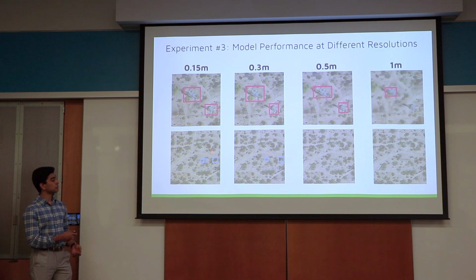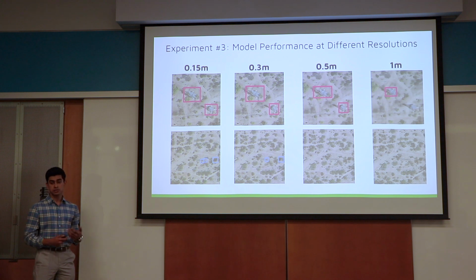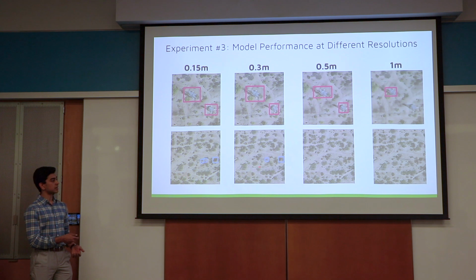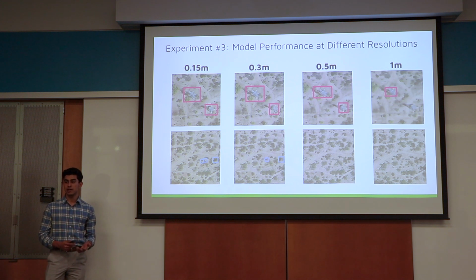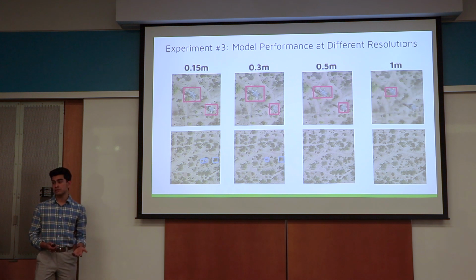So in 0.5 meter data, we were able to find 3 of the total 3 distribution towers there. But when we get to 0.3 meter data, we only found 2 of the 3. And when we get to 0.5 and worse, we don't find any towers at all. So that kind of gives you an example of at what resolution we're able to find what types of infrastructure.